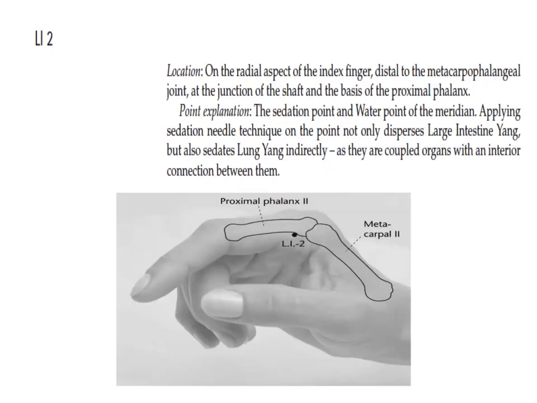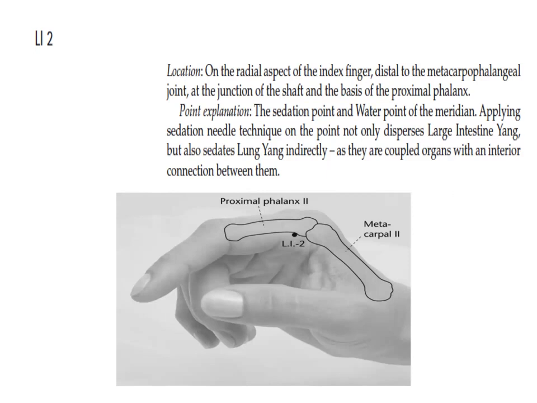LI2 naman, yung location, dito po sa picture, sa may index finger pa rin, on the radial aspect of the index finger, distal to the metacarpophalangeal joint, at the junction of the shaft and the base of the proximal phalanx. So malapit po dito sa joint.